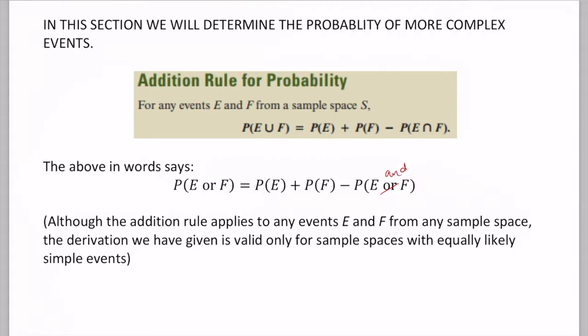Although the addition rule applies to any events E and F from any sample space, the derivation we have given is valid only for sample spaces with equally likely simple events. What does that mean? Well, we'll find out.